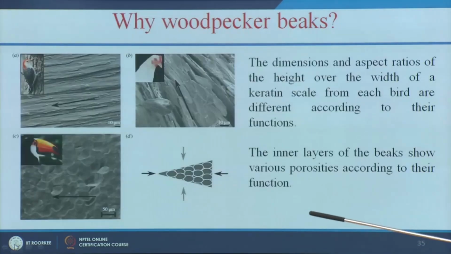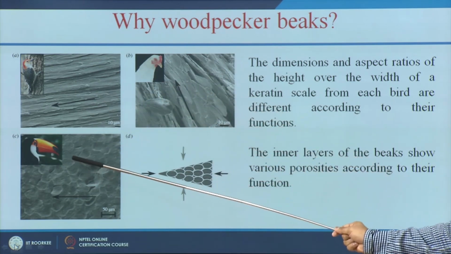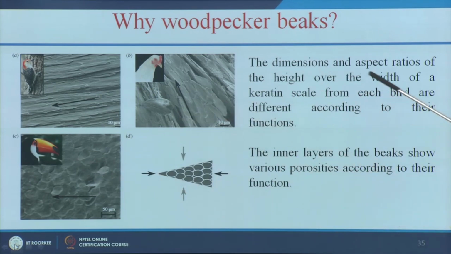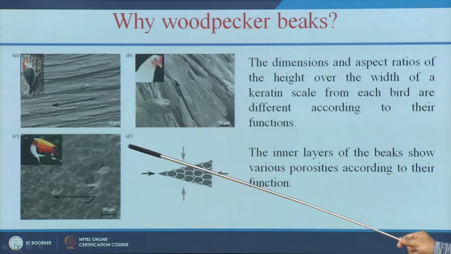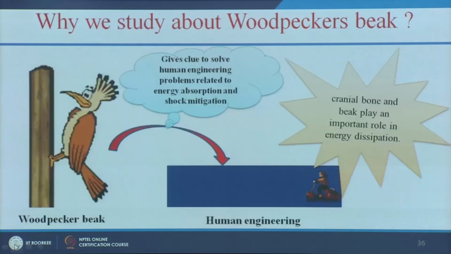So what kind of idea can we get from this? We can make a similar kind of shock absorber or helmets. They did a study comparing the beaks from different birds like hen and toucan, and they studied the dimension and aspect ratio of height over width of the keratin scale from each bird, which are different according to their functions, and the inner layers of the beak show various porosities according to their function. That means that when you compare with several birds, the woodpecker beak has very good keratin composition, as well as very good porosity, so that it acts like a very good shock absorber.